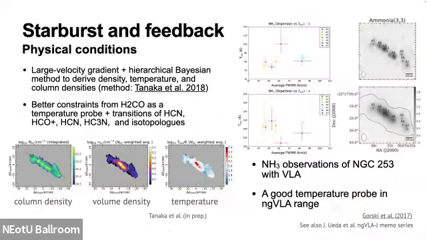Okay, so we also derived physical conditions such as column density, volume density, and temperature. We did this with large velocity gradient analysis coupled with hierarchical Bayesian analysis, which seems to work better than maximum likelihood analysis. We could constrain them well because of formaldehyde as a good temperature probe. Unfortunately, ngVLA doesn't have formaldehyde lines, but it has good ammonia lines. So coupling with other transitions, we can create these maps with ngVLA as well.